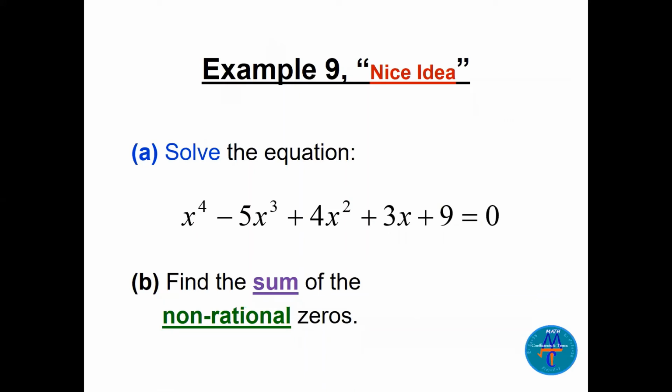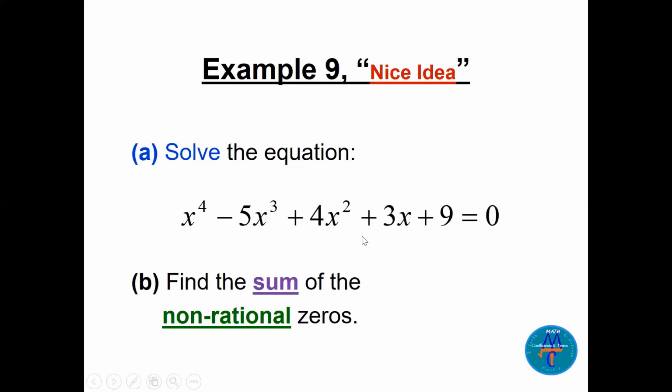Nice idea here. In this example, we need to solve the equation. Solve means find the x that will make it 0, as if we are saying find the zeros. Then after we finish, find the sum of the non-rational zeros. You know, some zeros are rational, some are irrational, some real, some complex. Every zero not rational, find the sum.